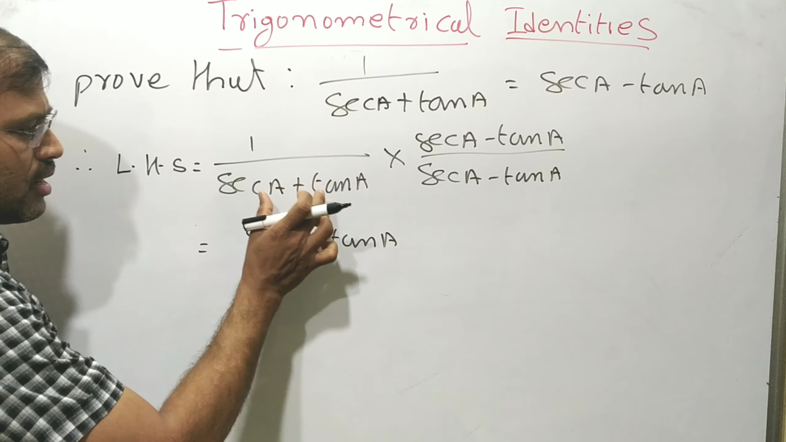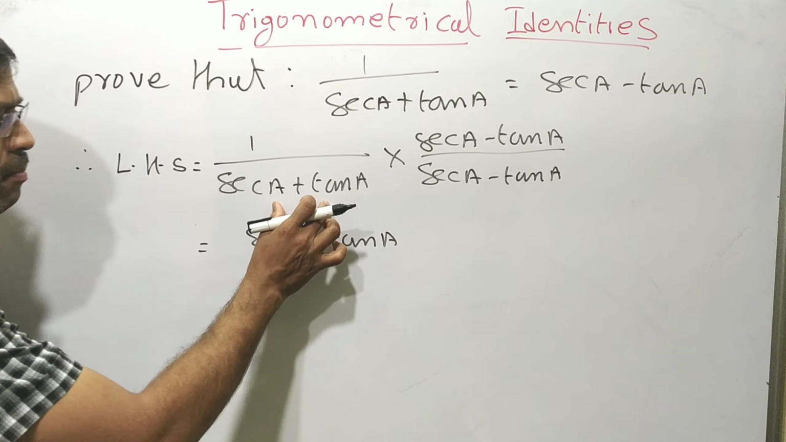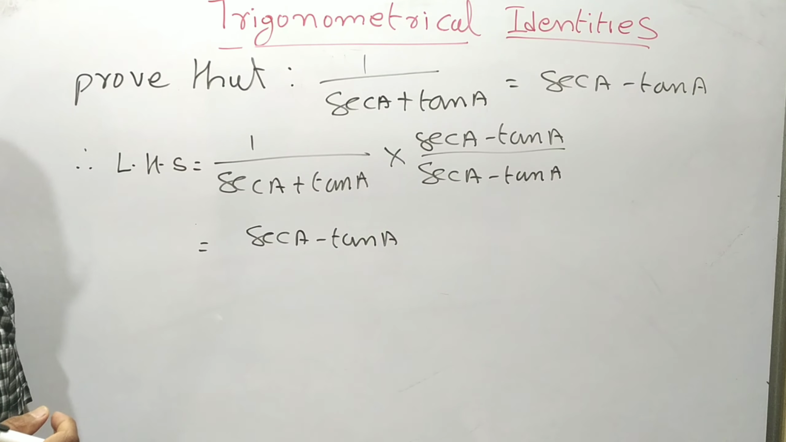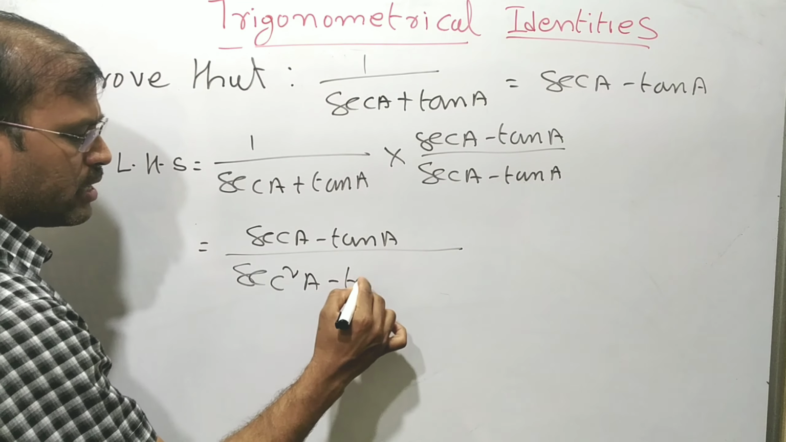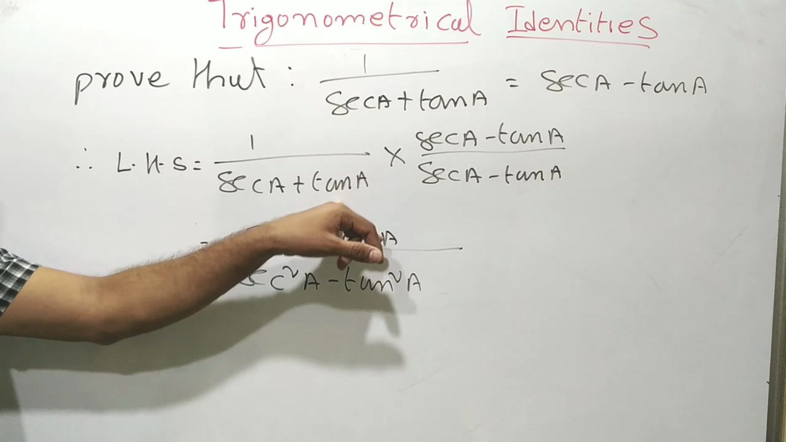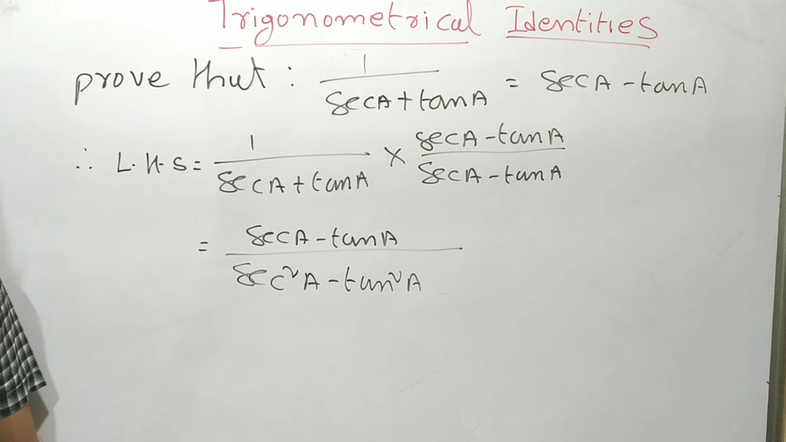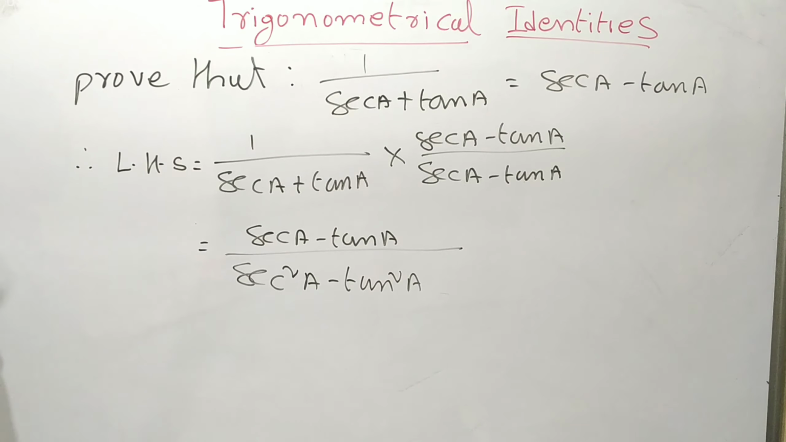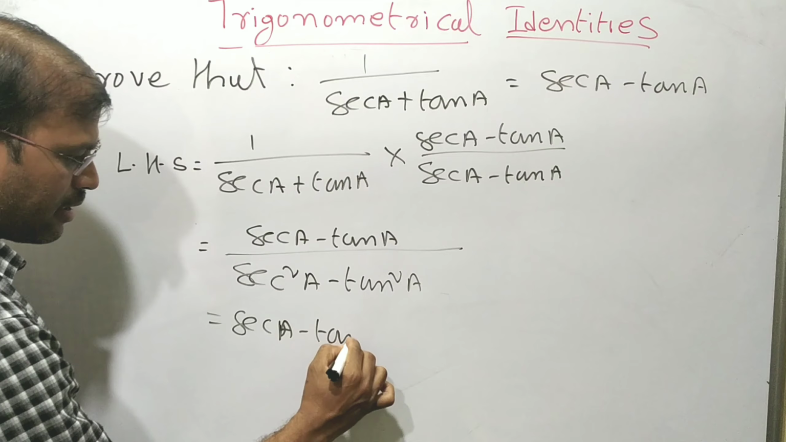Look at the denominator. Sec A plus tan A multiplied by sec A minus tan A. It looks like (a plus b) multiplied by (a minus b). So what is the formula of (a plus b) multiplied by (a minus b)? That is, a square minus b square. A is the sec, b is the tan. This is the direct formula. Sec square A minus tan square A, the value is 1. So I can write the sec A minus tan A.